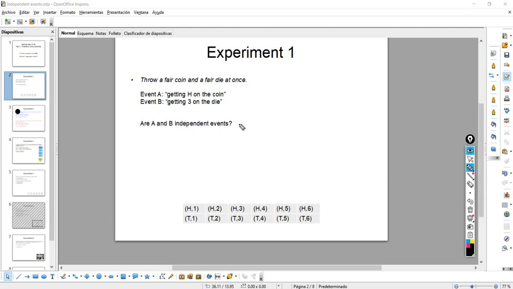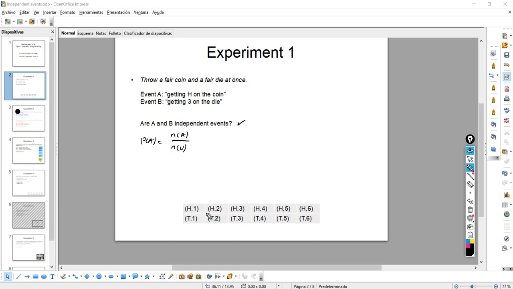So are A and B independent events? Yes, because it's very straightforward to see that they are independent events. Let's calculate the probability of A, the probability of getting heads on the coin. Remember that the formula for probability is the number of favorable outcomes to the event A over the number of all possible cases in the sample space.